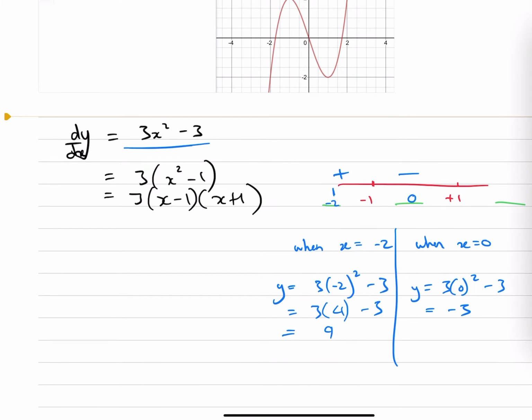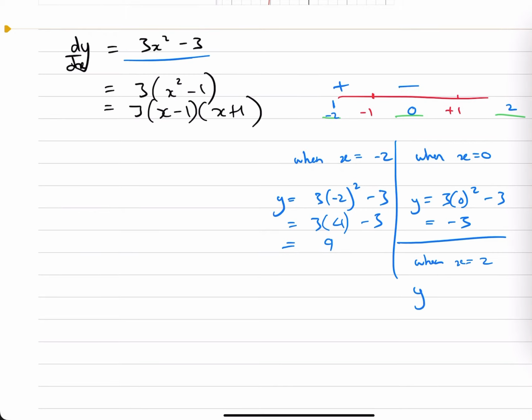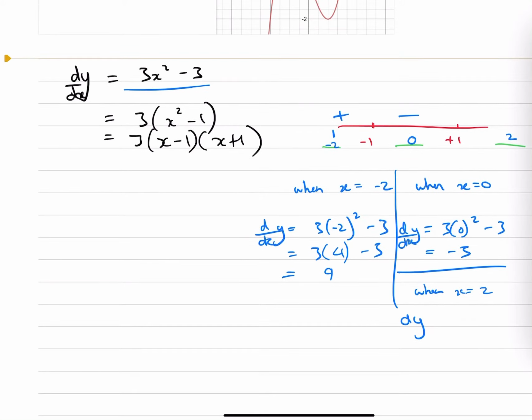And I'll check one over here as well, just 2. When x equals 2, this is the derivative. It's important to substitute into the derivative, not the function itself, because I'm caring about whether it's positive or negative, increasing or decreasing. So the derivative is going to be the same as it was before. So positive.